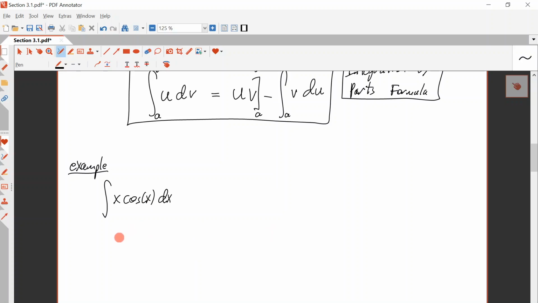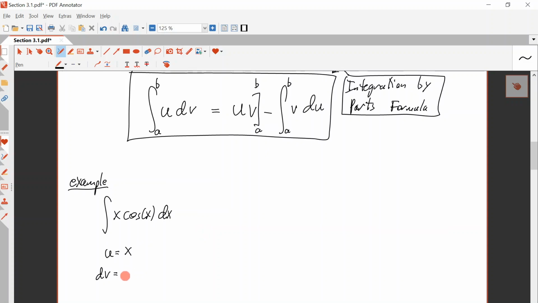All right, so here what I'm going to do is let u be x, and let dv, the derivative of v, be equal to cosine x dx. Don't forget the dx there. So the derivative of u is just 1 times dx. And the antiderivative of the derivative of v, well, the antiderivative of cosine is sine. You're supposed to have a plus c there at some point, but we can just leave it out for now. We'll put it in just at the end.